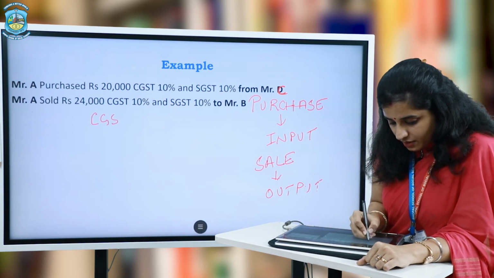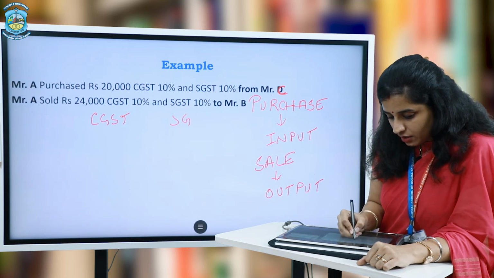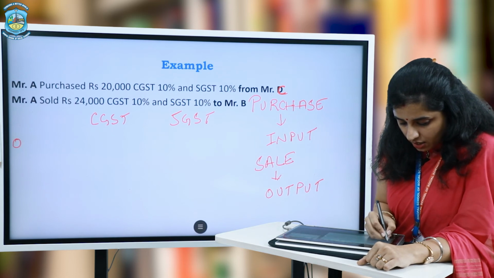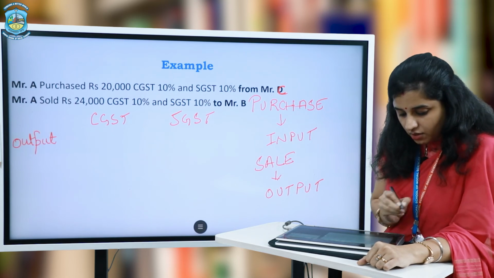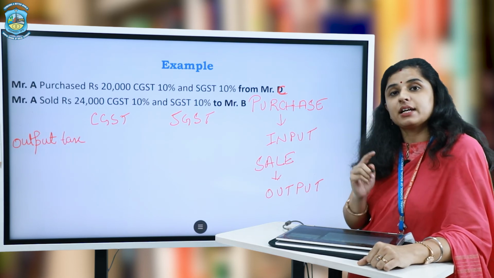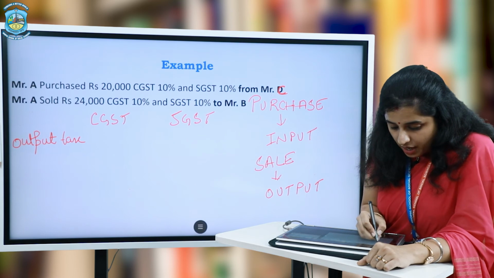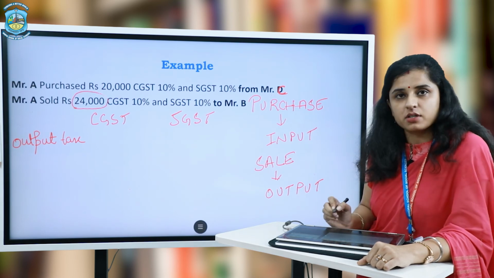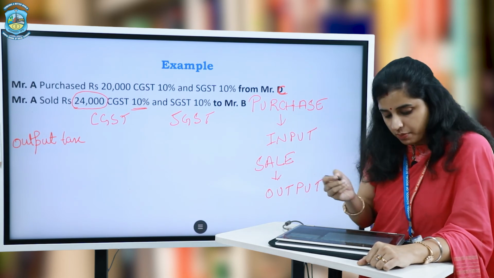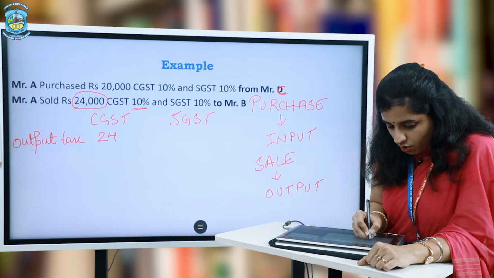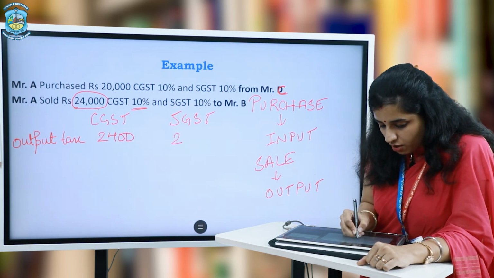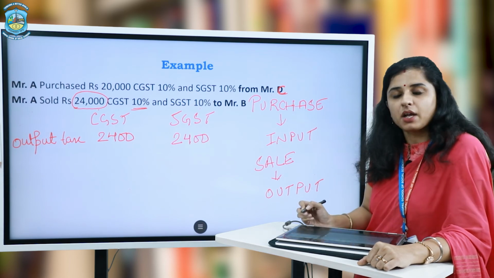I'll write here CGST, SGST. First, we will write output tax. This output tax is collected on the sales. Amount of sales is 24,000. Rate of CGST is 10%. So, 24,000 into 10% amounts to 2,400. Similarly, 24,000 into 10%, here also we are going to have 2,400.